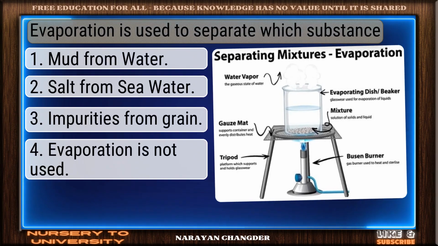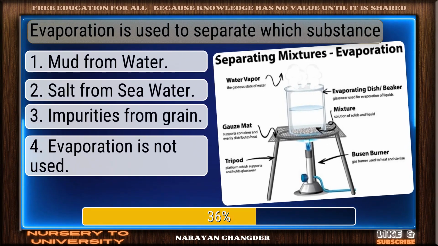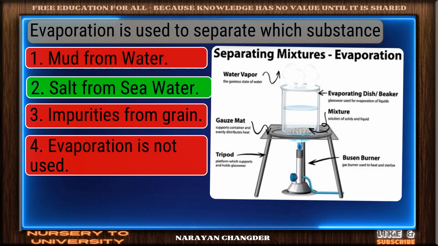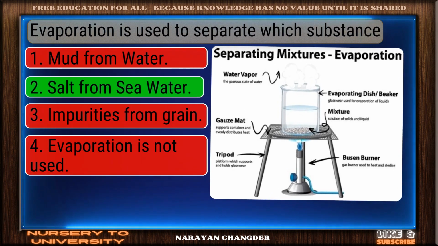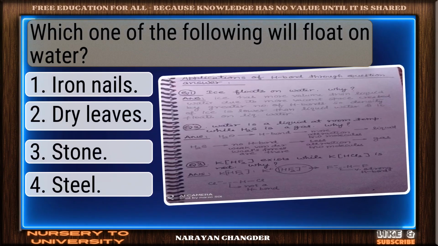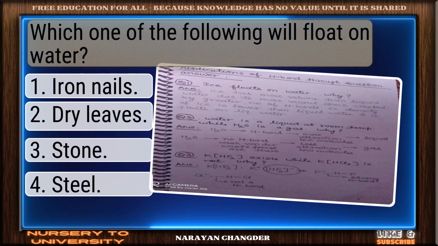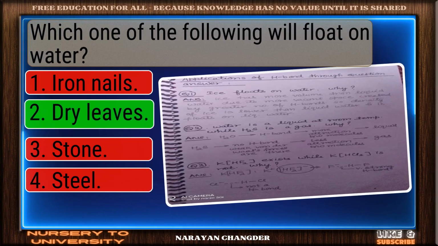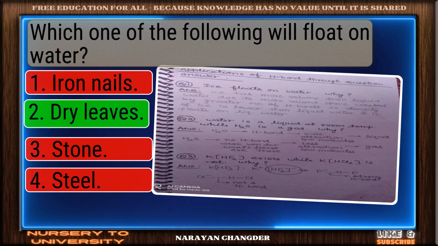Evaporation is used to separate which substance? Good thinking. Salt from seawater is the right answer. Which one of the following will float on water? Well picked. Dry leaves is the correct answer.